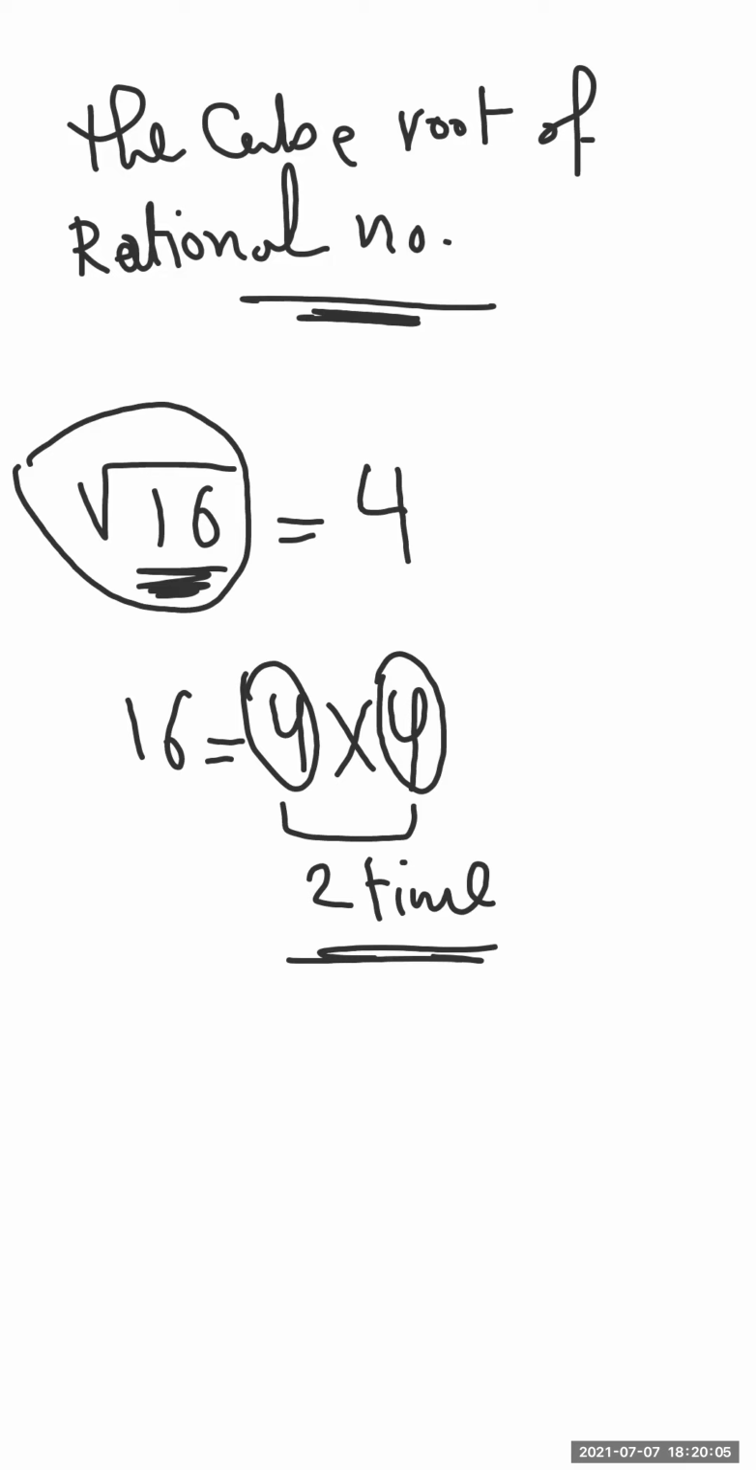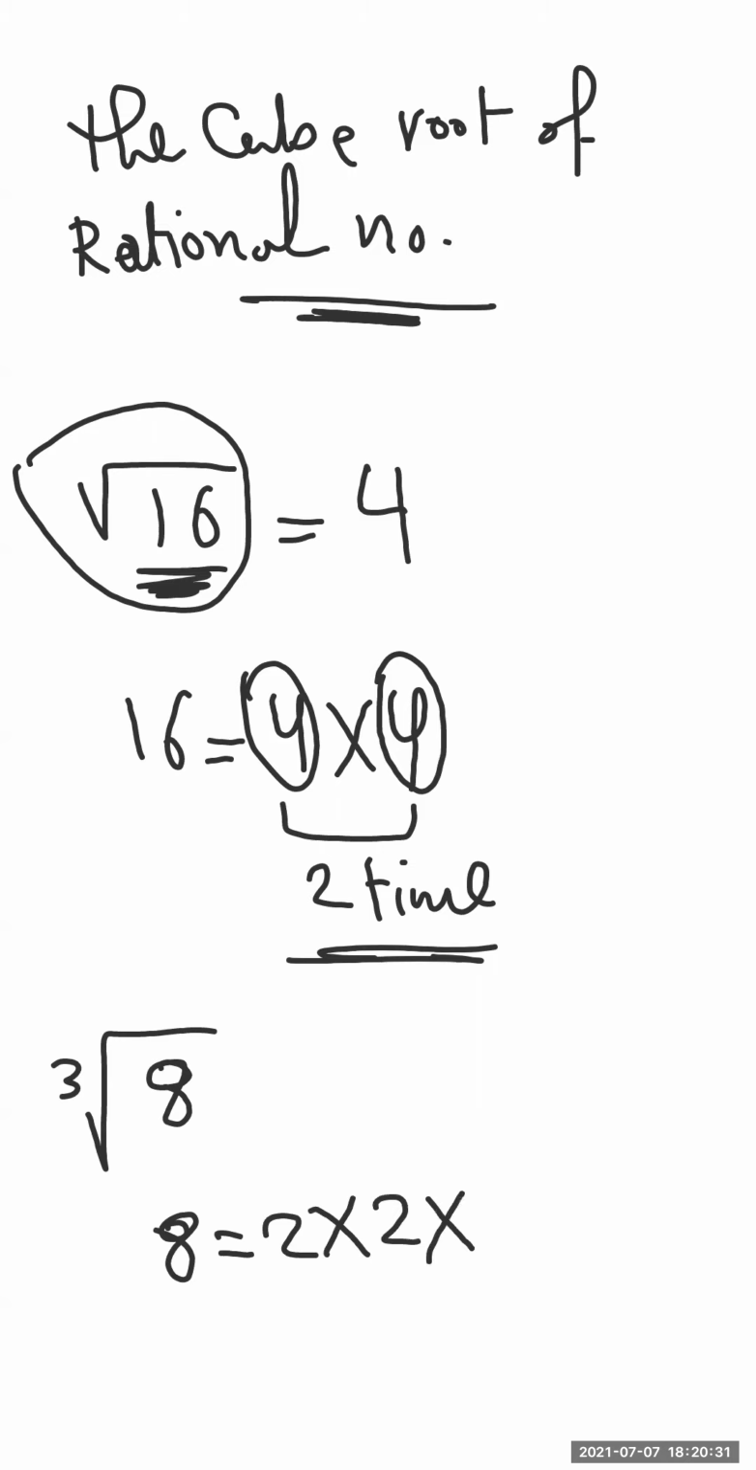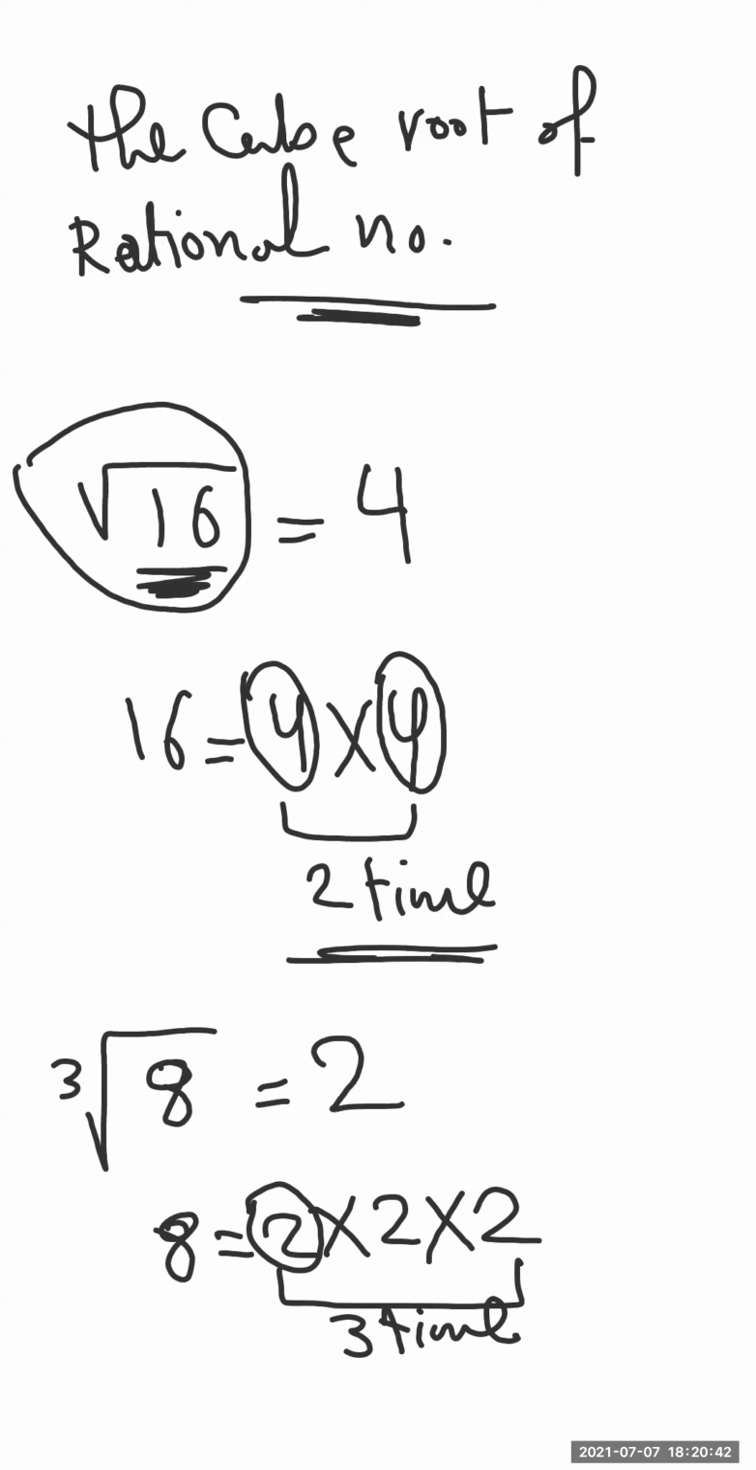Here in the cubic root, it will be the same concept, but the difference will be that the number will be multiplied by itself 3 times. For example, if there is a cubic root of 8, I will just look for a number which multiplied by itself 3 times will equal 8. So actually 8 equals 2 times 2 times 2. So 2 multiplied by itself 3 times. So now we can get the cubic root. So cubic root of 8 will equal 2.